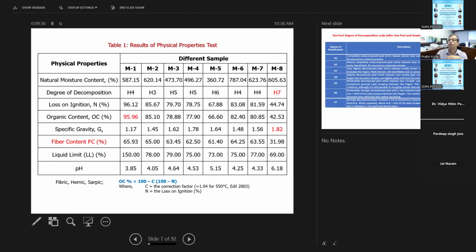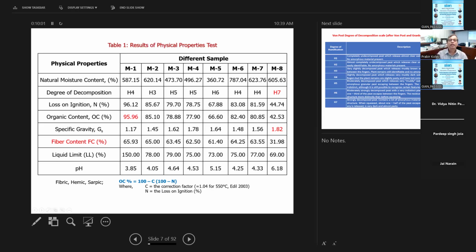These are the different samples we tested. We designated them M1, M2, M3 to M8. In the first and second rows, you see the natural moisture content. The moisture content is 587, 600, 400 percent. So this is not a soil, correct? This is like a slurry. How to construct on that type of soil is a big challenge.